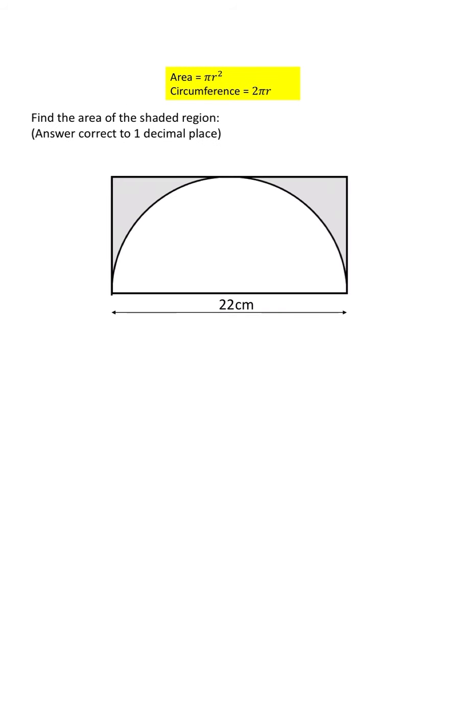Okay, we'll do one more question. So here we need to find the area of the shaded region. You can see now we've been given a diameter of 22 centimeters. So let's find the radius from that. To find the radius, I'm going to halve the diameter. So 22 divided by 2, that would be 11. So that means this line here is also a radius, so that would be 11. So that means the width of my rectangle is 11 centimeters, because that's my radius.